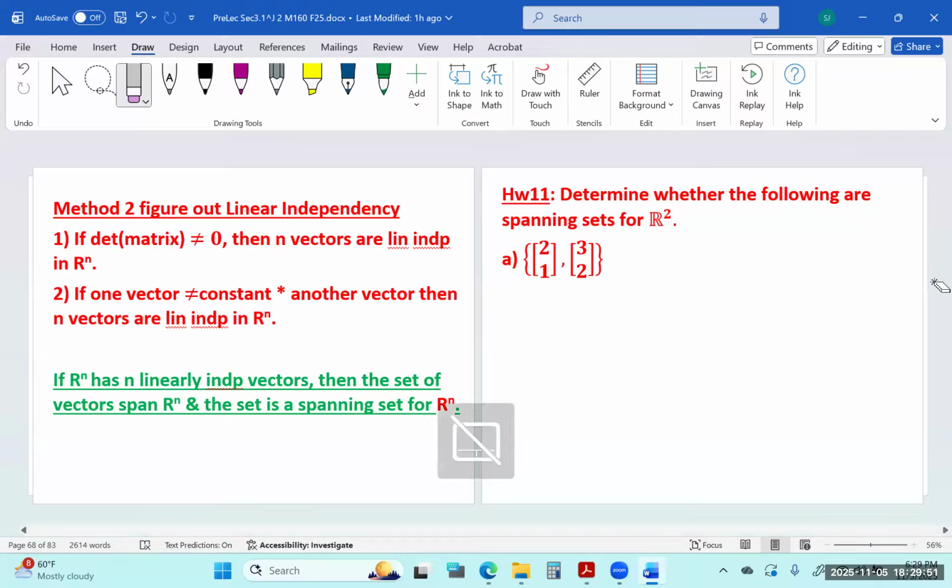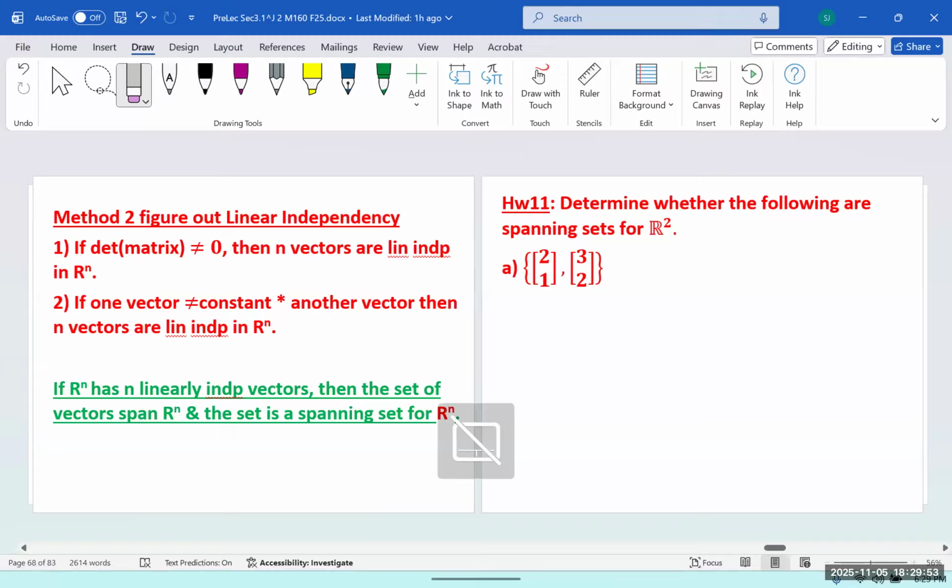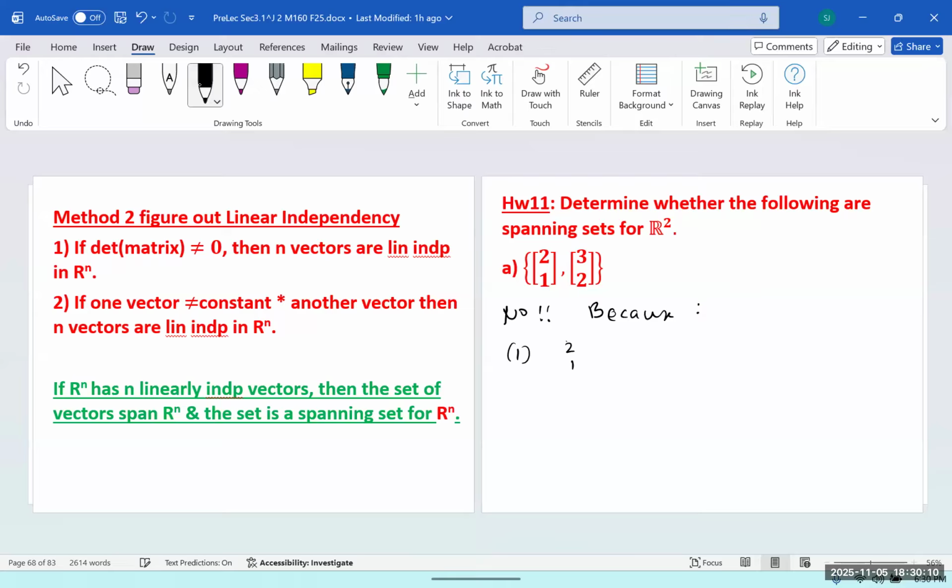So let's do both methods. The first method says is one a constant multiple of the other, the second method is the determinant. So it's definitely independent, because (2, 1) multiplied by any constant C will never give you the vector (3, 2). It's not possible.